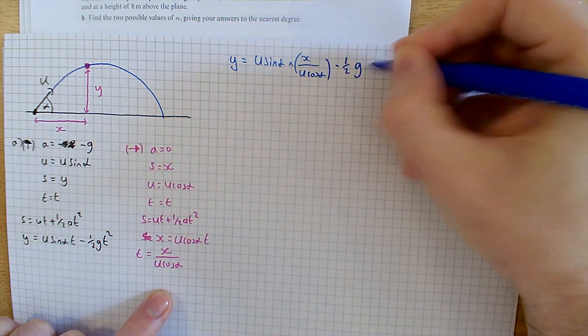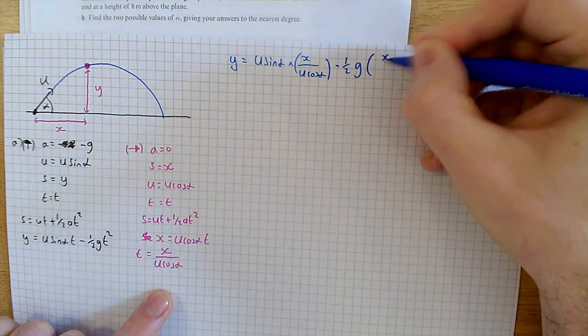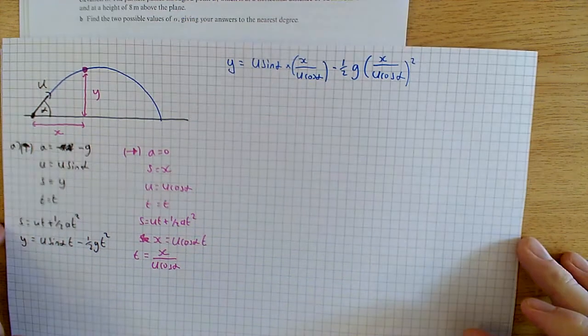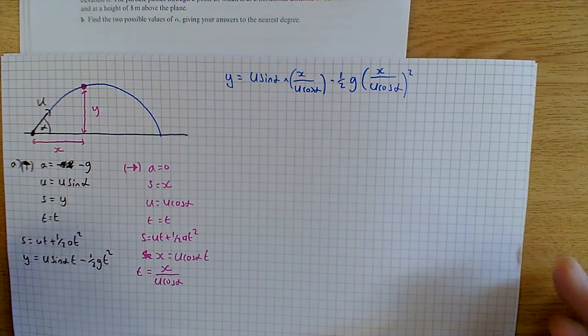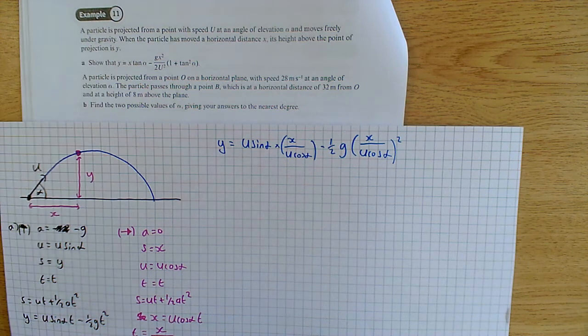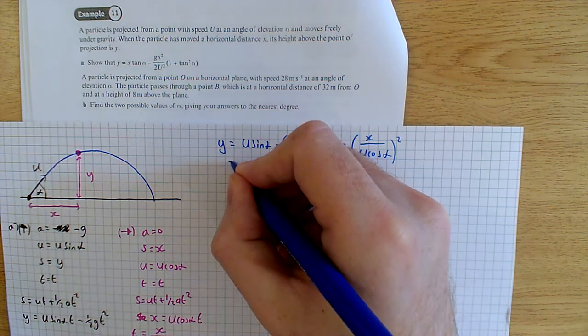minus 1/2 g x over u cos alpha squared. Okay, then I'm just going to try and neaten it up, and I'm going to try and let myself be guided by what I'm trying to get to in the question. So let's see what happens when we're neatening it up.